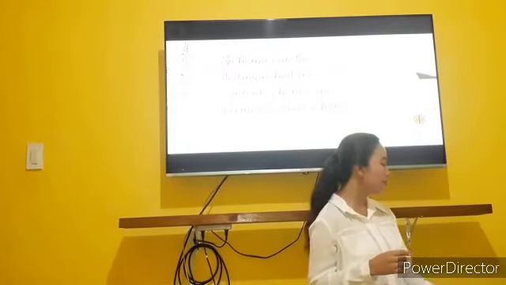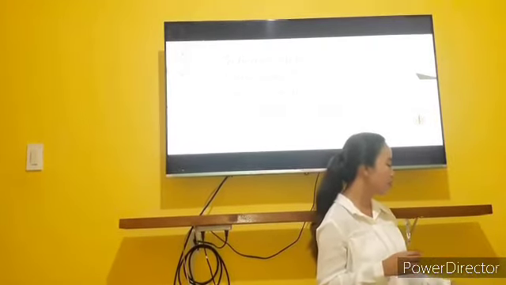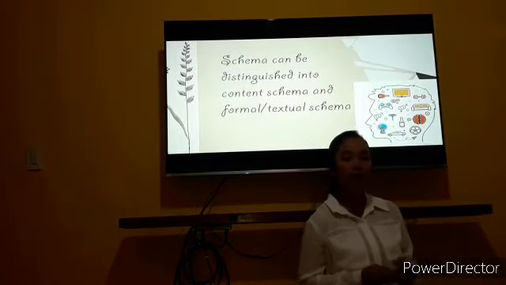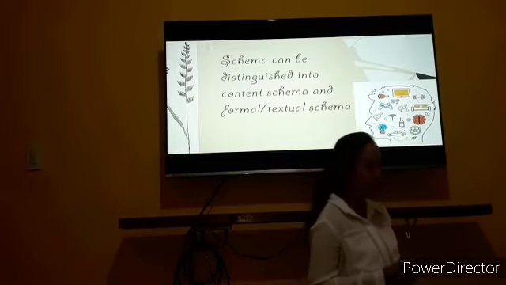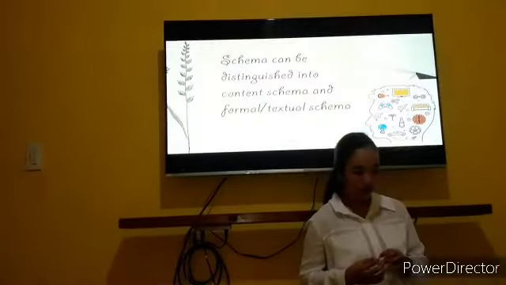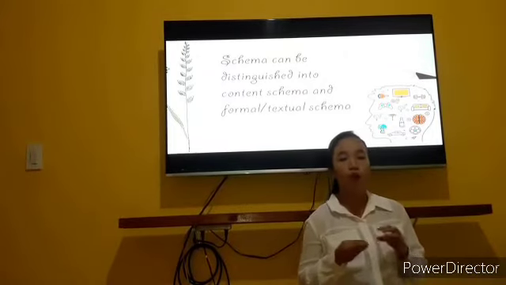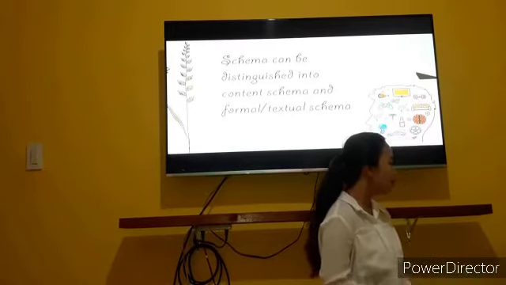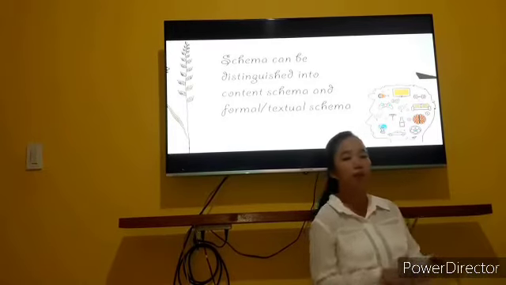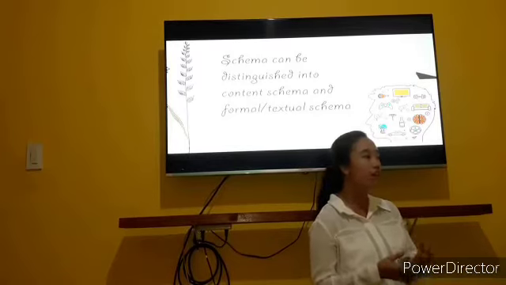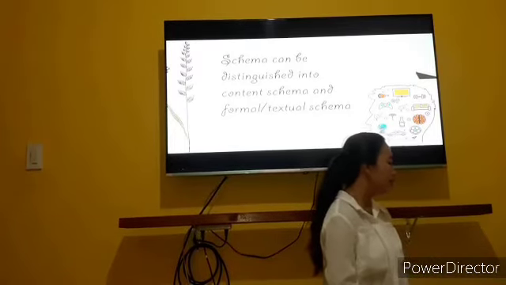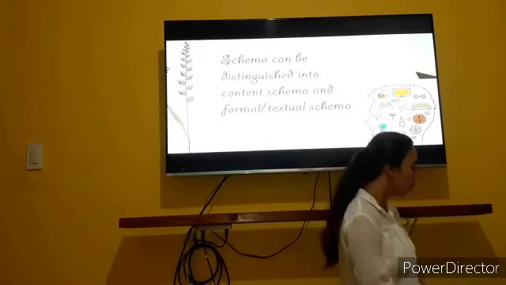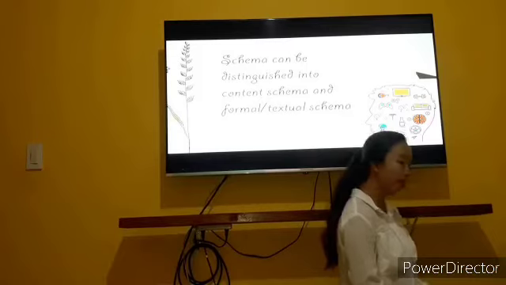Next is schema, which can be distinguished into content schema and formal textual schema. By the way, schema is a framework or a content of knowledge that a person brings to a new idea or experience. And this content schema pertains to the knowledge about people, history, the world, and the universe. And this formal textual schema, these are the text structures and those rhetorical organizations.